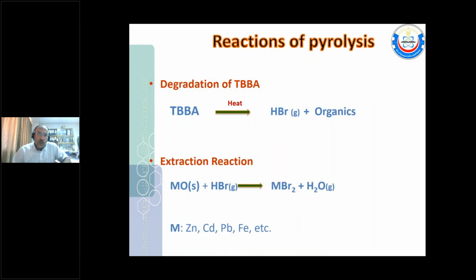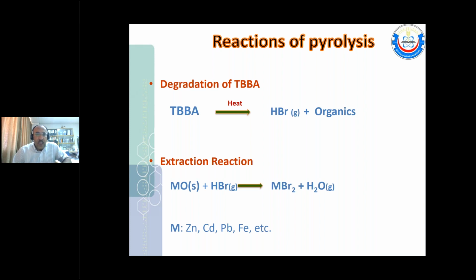One possible route for treatment of the plastic waste is to do pyrolysis or incineration. During this process, we heat the plastic material, and when we talk about the brominated flame retardants, especially the main component, which is tetrabromobisphenol, HBr is released plus organic materials. And these materials are highly toxic. HBr causes acidity and corrosion for everything, the materials of construction of units and everything.